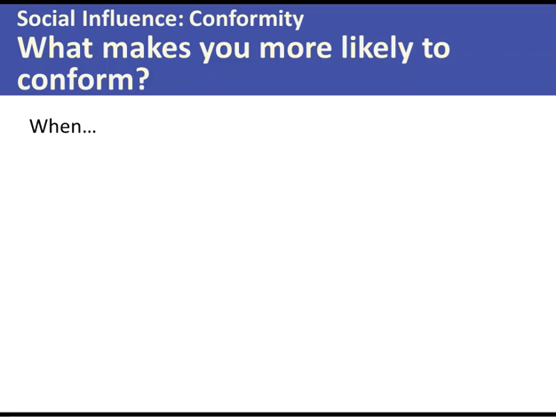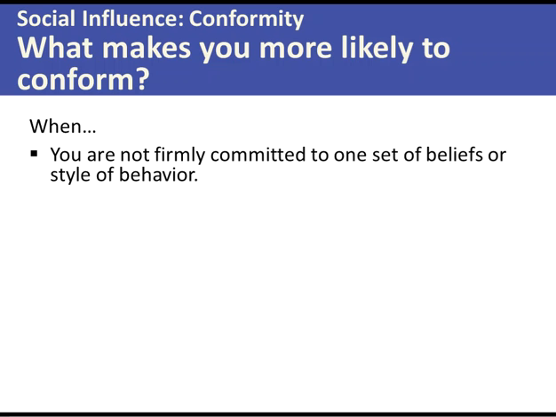So, what makes you more likely to conform? That was the question the researchers had then. So they were able to demonstrate that under these situations, people do seem to conform. They will provide misinformation or do something that goes against what they believe in order to fit in. So this is why they say conformity happens. One, you are not firmly committed to one set of beliefs or style of behavior. So you're more likely to conform when you're not really truly committed to any one particular idea or behavior.